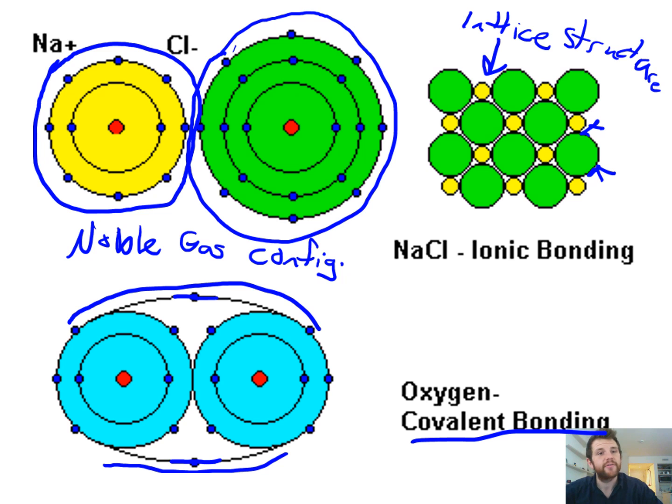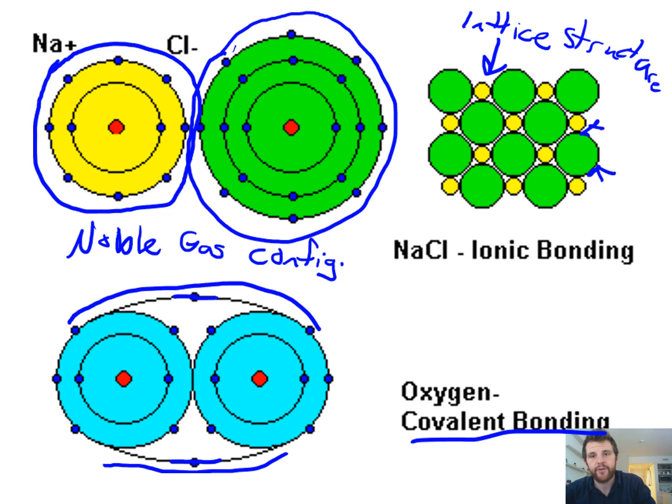Nice pictures. Sodium and chlorine get together. There's a full electron change. Here you can see the full outer shell of chlorine. After sodium loses its other electron, you can see it has a full outer shell. Both of these have noble gas configurations.